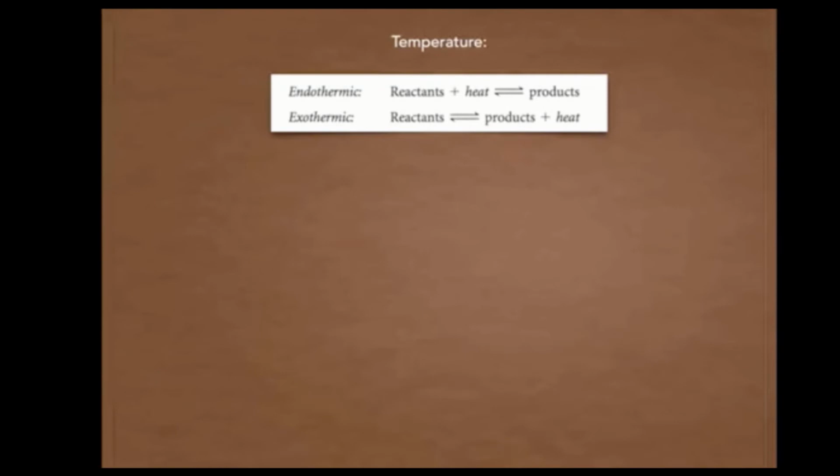And so if you're going to increase your temperature, if you have an endothermic reaction, just treat it like it is changing the concentration. So if you increase the concentration on your reactant side, that would cause a shift to the right. And that is exactly what happens for an endothermic reaction. If you increase the temperature, it shifts to the right. If you decrease the heat, it would shift to the left.